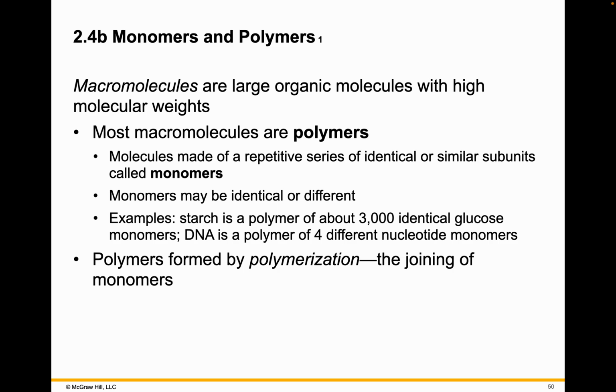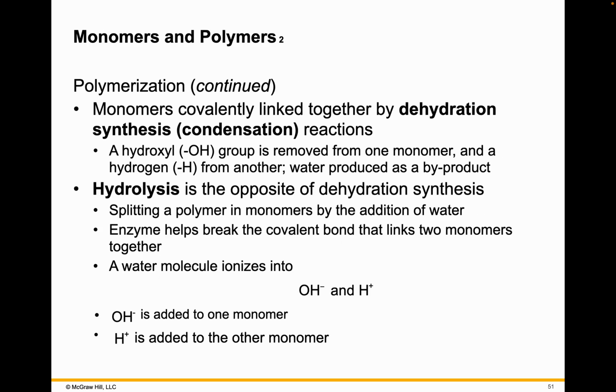Polymers are formed by polymerization, which is the chemical joining of two monomers. Monomers link together by dehydration synthesis or condensation reactions, in which a hydroxyl group is removed from one and a hydrogen from another, and then you get a water molecule from that, HOH. The opposite of that is hydrolysis, in which a water molecule is used to split the two monomers, and OH goes to one and H goes to the other.